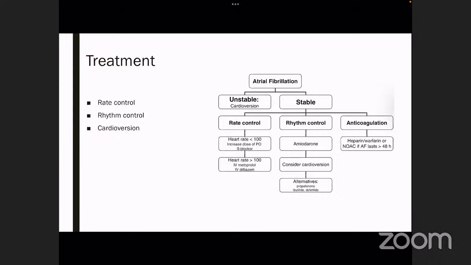Anticoagulation, starting heparin or warfarin, is used to avoid complications, especially stroke.